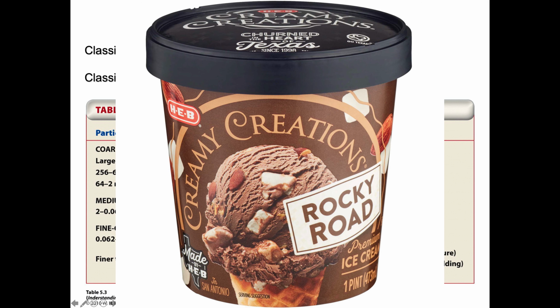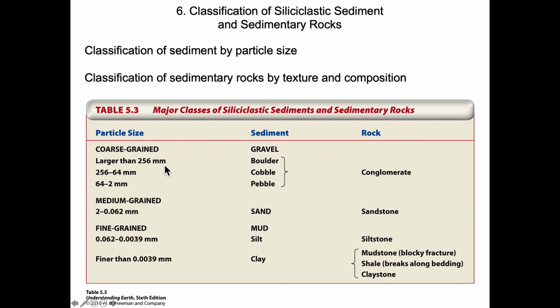So things you need to know: boulders are bigger than 256 millimeters. Pebbles are between 2 and 64 millimeters. Sand is between 2 and 0.062 millimeters. And then silt and clay. Silt you can feel between your teeth. Clay you cannot feel between your teeth. The rocks that result are claystones, shales, and mudstones, defined based on the way they break. Siltstones made of silt, sandstones made of sand, and larger than sand, we call those rocks conglomerates.